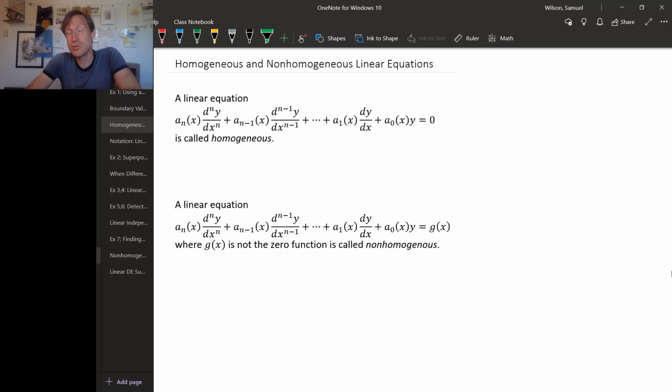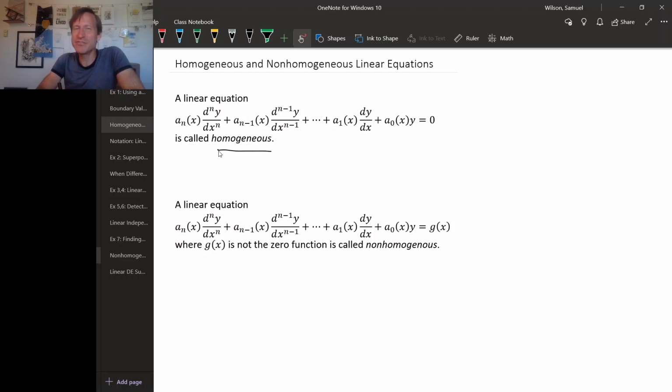There's a little terminology and notation surrounding linear equations that I wanted to mention briefly. So the first is just a distinction between two general categories of linear differential equations. The first is called homogeneous differential equations.